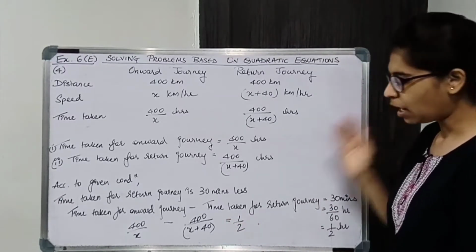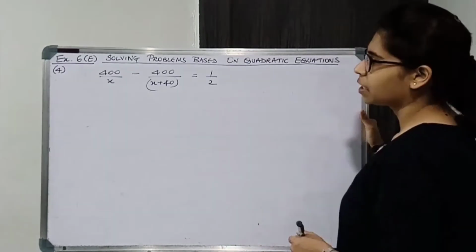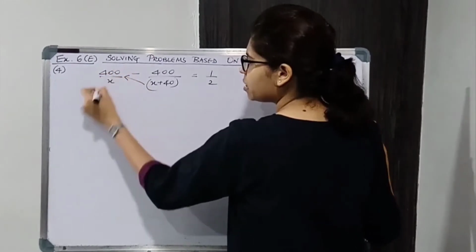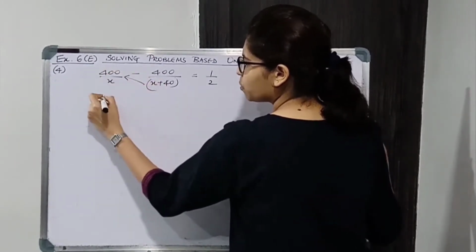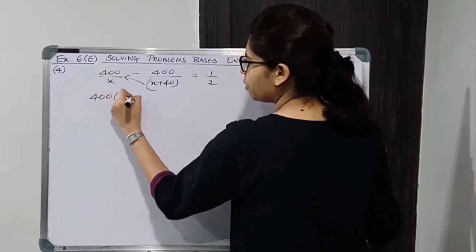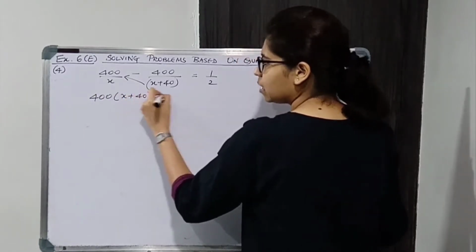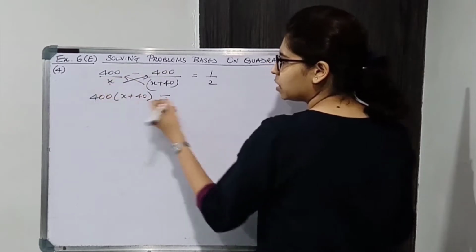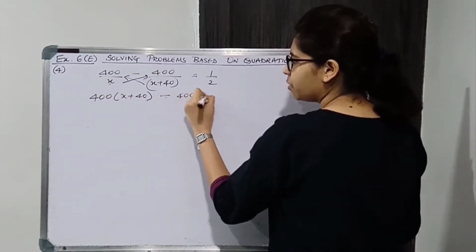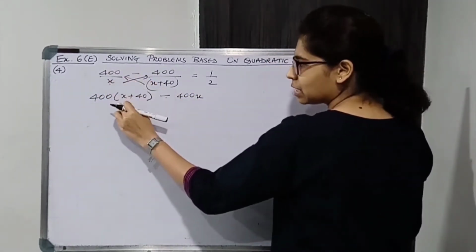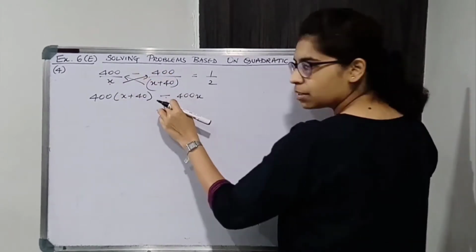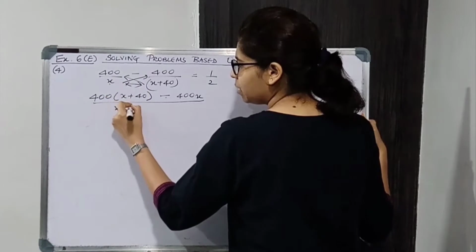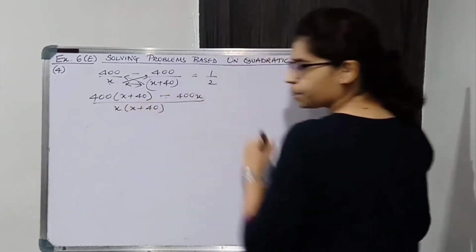Okay, now we'll solve this. So I'll be using crisscross method. You can use LCM method. So criss, that is first we'll multiply numerator with opposite denominator. So 400 into x plus 40, put the sign in between. Now we'll multiply this numerator with the denominator. So 400 into x. So criss, cross and the sign in between. Now multiply the denominators. So x into x plus 40.